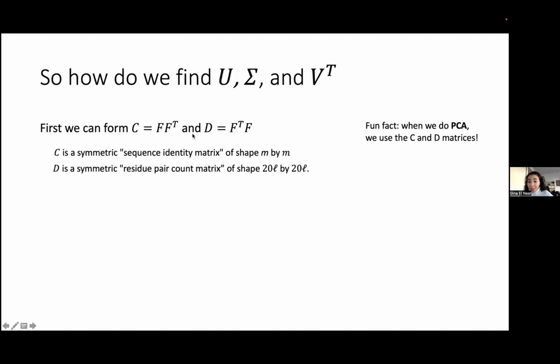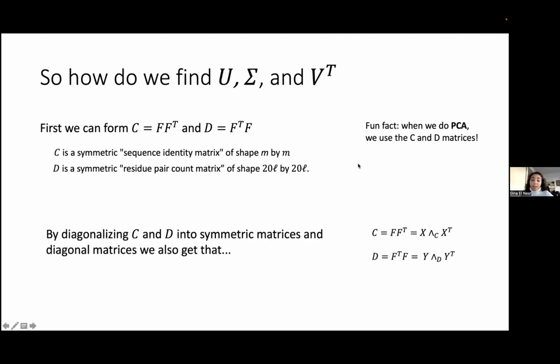Fun fact, if you've ever done principal component analysis or PCA, you actually are using the C and D matrices. In SVD, we're looking at the other two matrices, the U and V matrices from the slide earlier. But if you do PCA, you're actually using C and D. If you diagonalize C and D into symmetric matrices and the diagonal matrices, you get this kind of expression here. It's in the paper more rigorously as a mathematical proof, but X and Y are just symmetric matrices, and this C caret is the diagonal matrix.